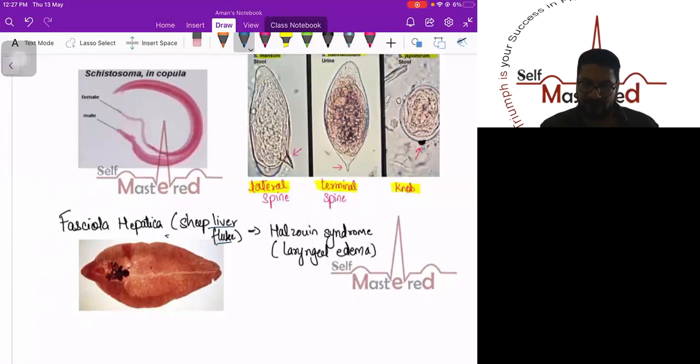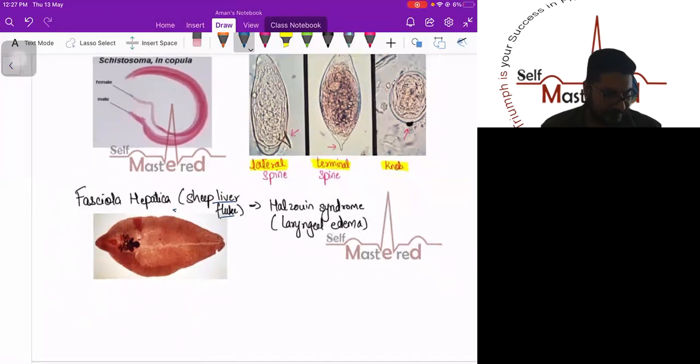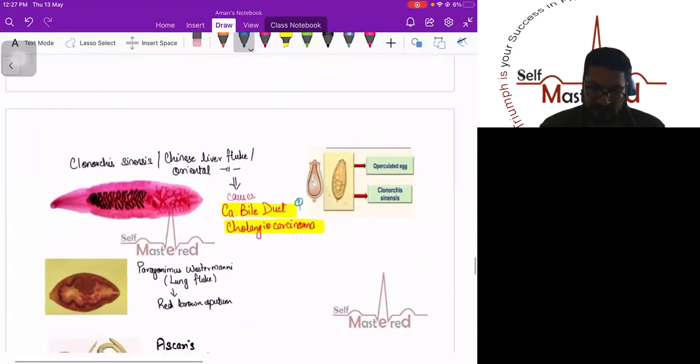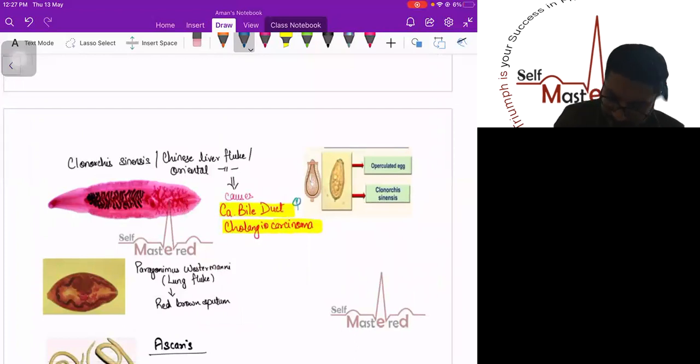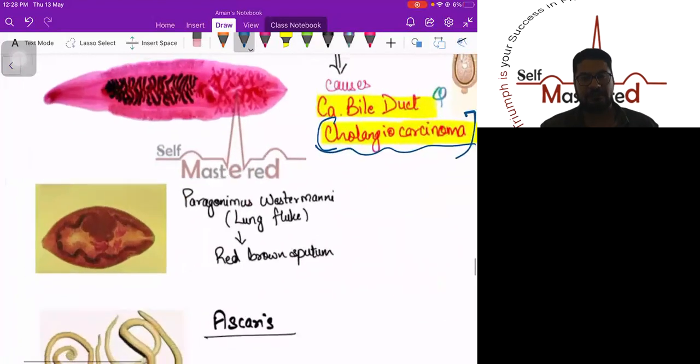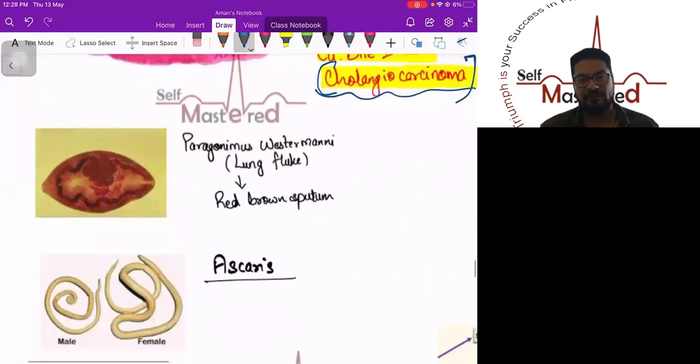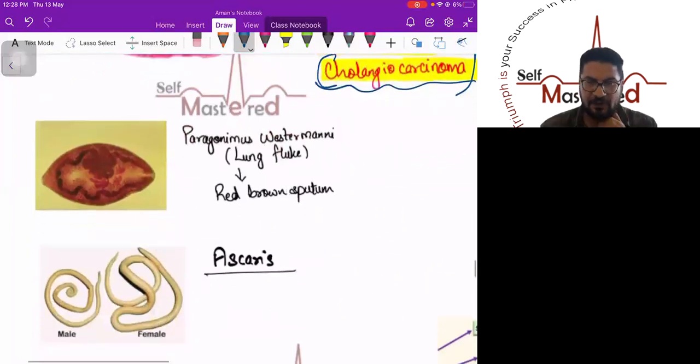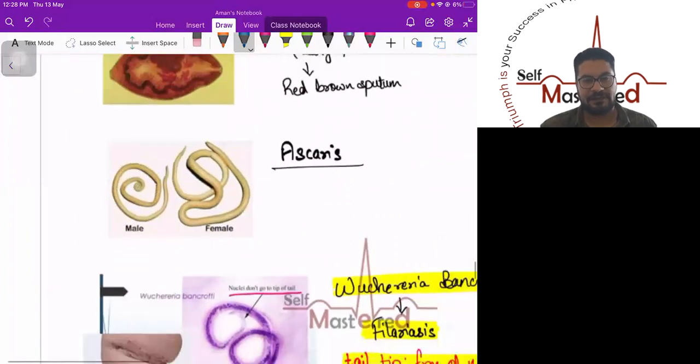Okay, then we have Fasciola hepatica, which is called the liver fluke. It can lead to Halzoun syndrome or laryngeal edema. Chinese liver fluke, Clonorchis sinensis or Opisthorchis sinensis, you will see this. This can lead to cholangiocarcinoma, a cancer of the bile duct. Lung fluke, we call this Paragonimus westermani. Patient will develop red-brown sputum.